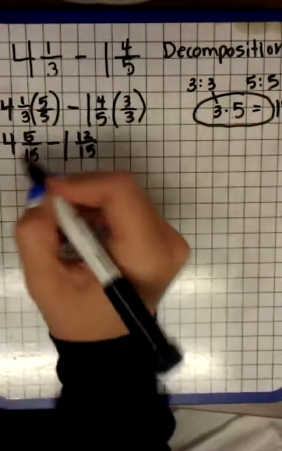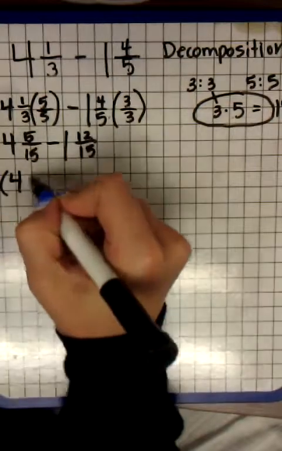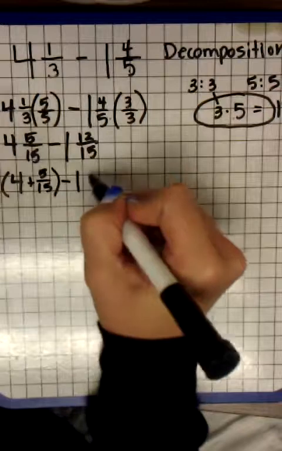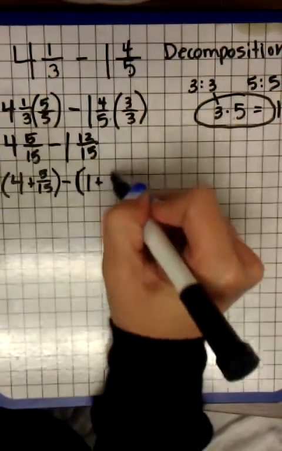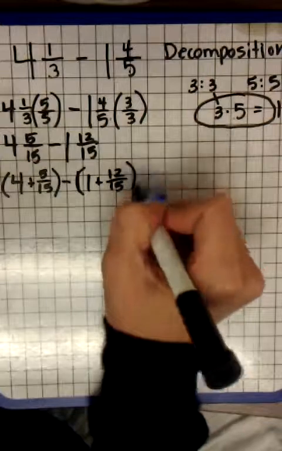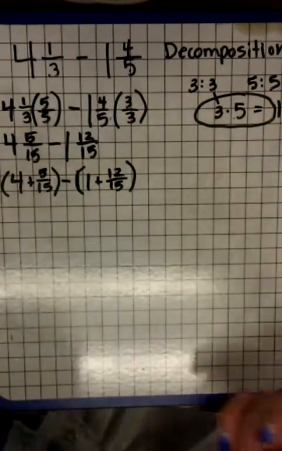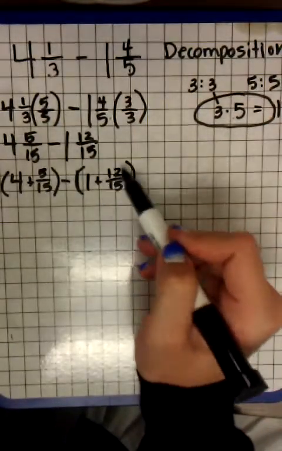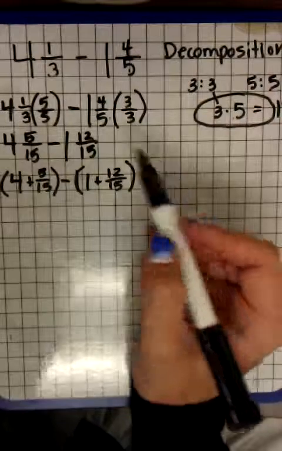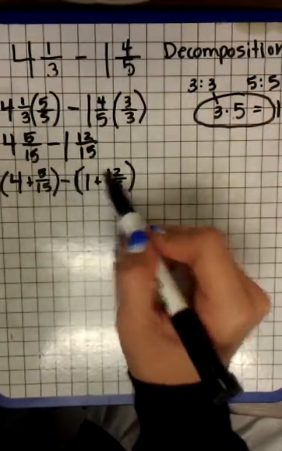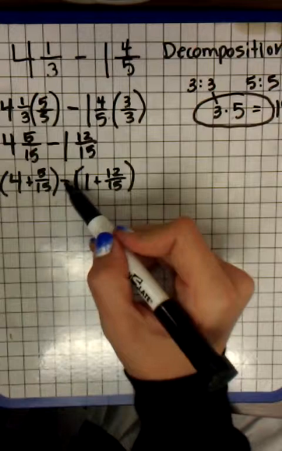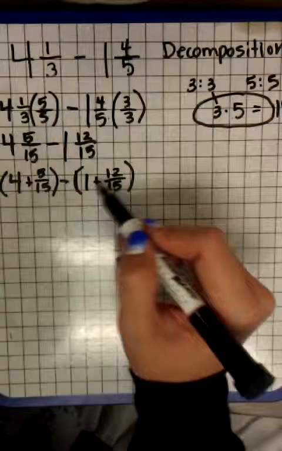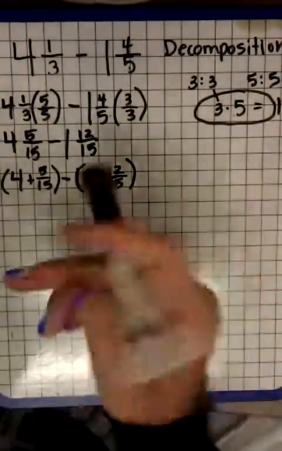I'm going to break apart my two mixed numbers. So I have 4 plus 5/15 minus, in parentheses, 1 plus 12/15. The reason I do this is a lot of students will get tripped up, and the common mistake they'll make is when they rewrite this, they'll leave this as a plus, so I put it in parentheses when I break it apart so that they remember that you have to distribute this minus here. It's minus 1 as well as 12/15, so you don't just subtract the whole number. You subtract the whole number and you subtract the fraction.